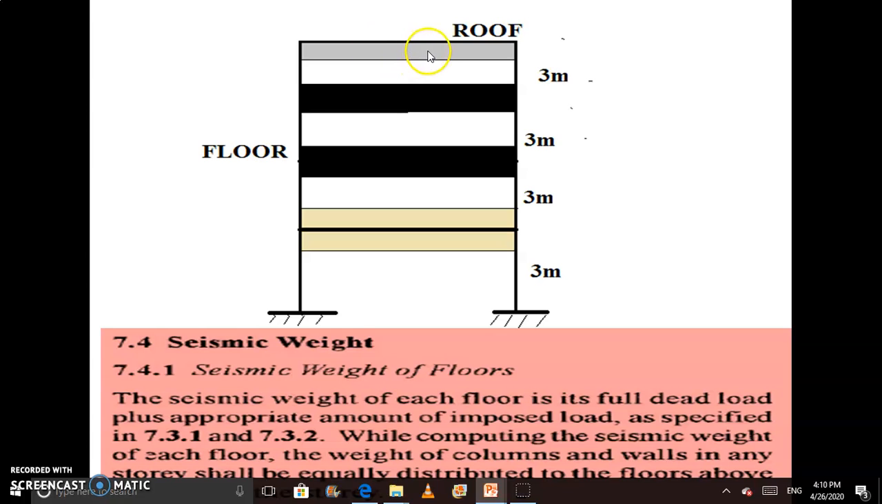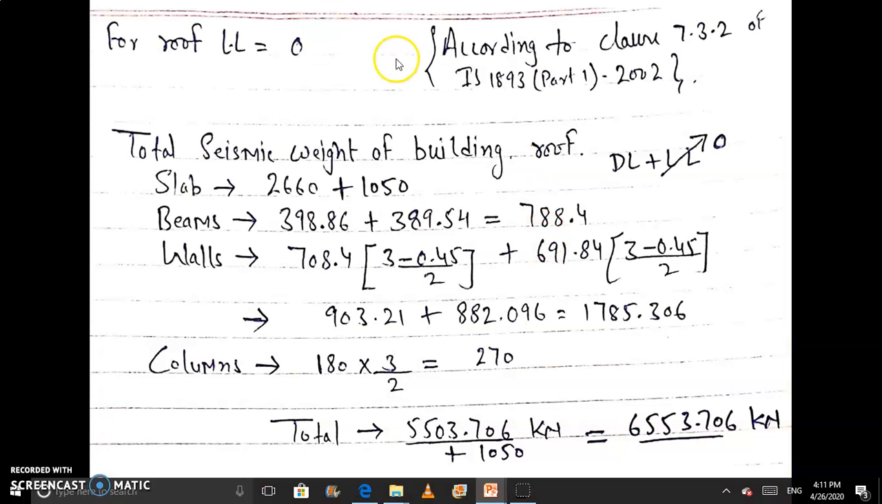But when you reach the top, for a roof your height is 1.5 meter only, because here we have to count only the below part, we do not have any upper part. That's why here the height is 1.5, but for all floors the height is 3 meter. So for finding the total weight of the floor, what we have to do: dead load plus live load.